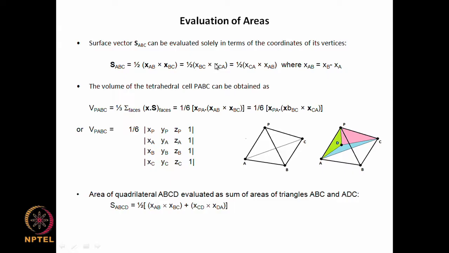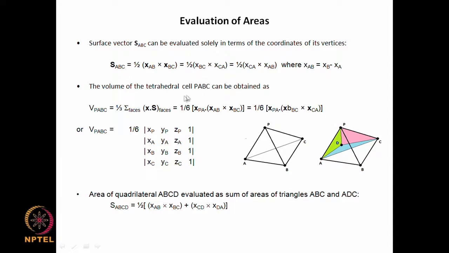When you are evaluating for cell J and the neighboring cell K, and if SABC is a common surface, then the same three points ABC will come there, and if we make use of these formulas, then the area of that particular ABC surface is the same whether you evaluate it for this cell or for the neighboring cell. So this becomes a consistent evaluation of the surface area vector, in the form of this cross product of these vertices.